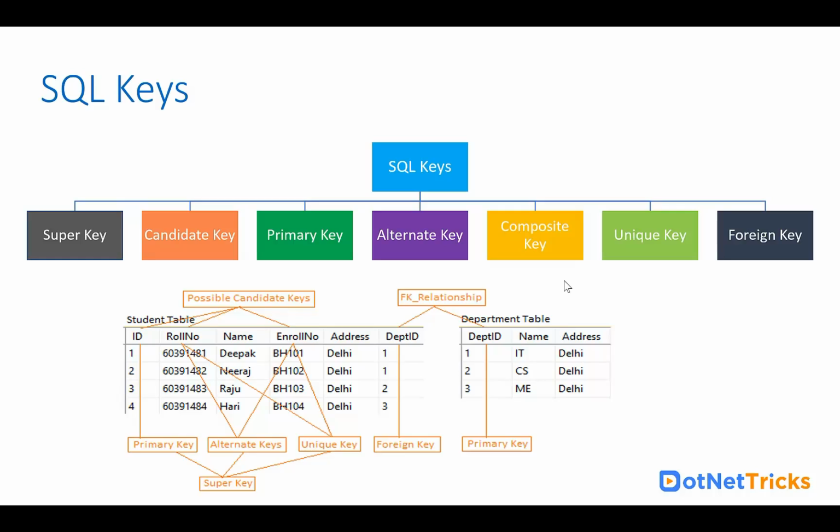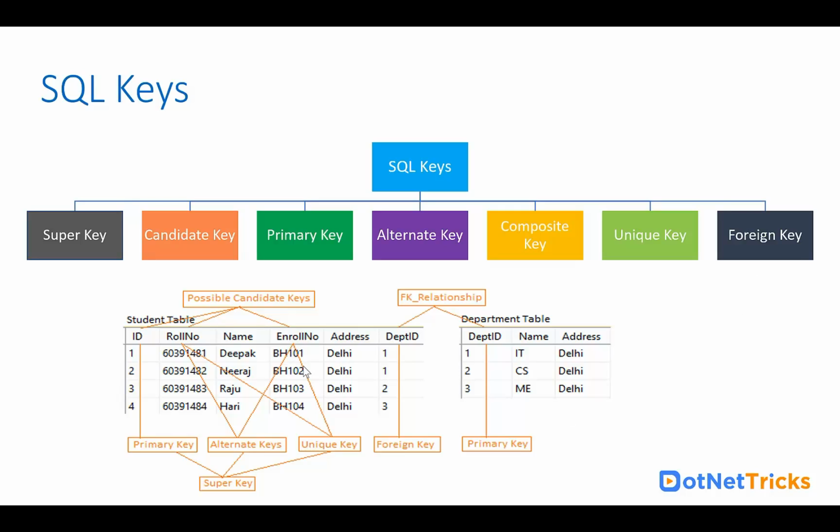Then we have here the unique key. A unique key is again a set of one or more fields in a database table that is used to identify a record uniquely. It is just like a primary key, but it can accept one null value. There is a difference here between the primary key and the unique key. The primary key cannot accept a null value, but the unique key can accept one null value, only one. So the unique key behaves just like a primary key, or it can be the primary key if required, because it's part of the alternate keys.